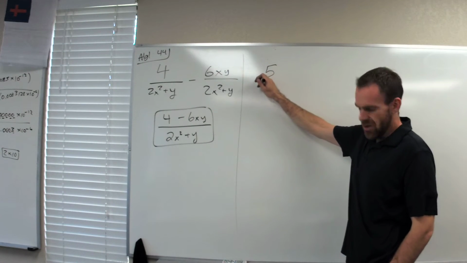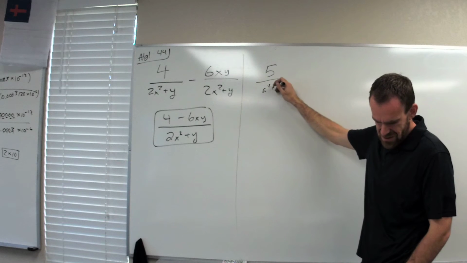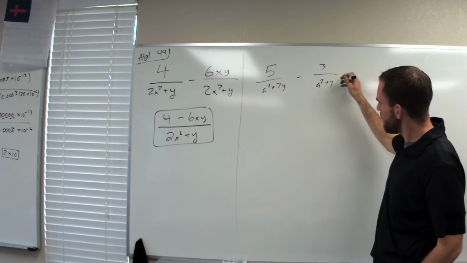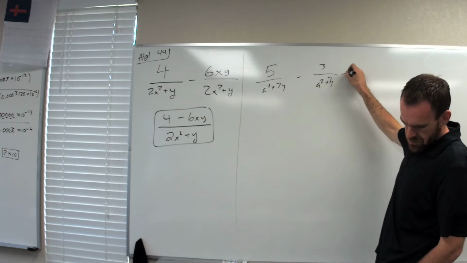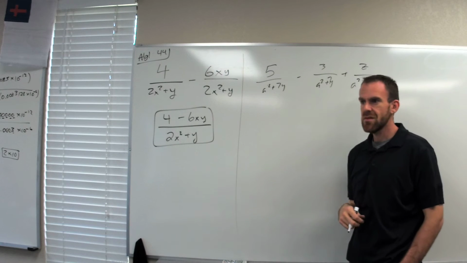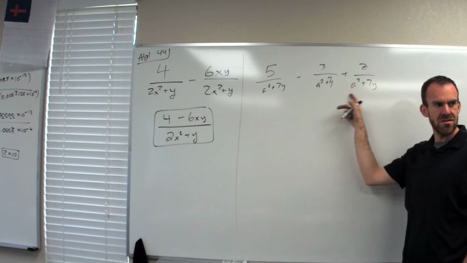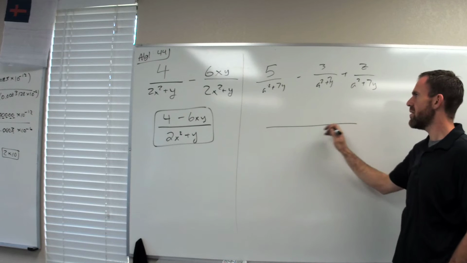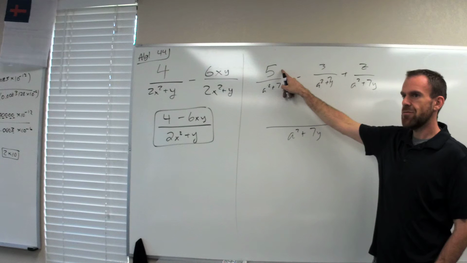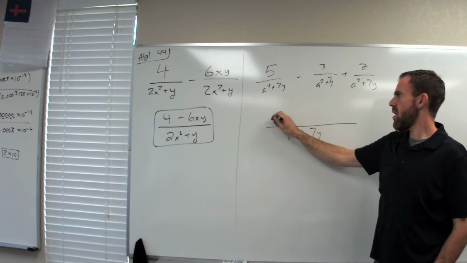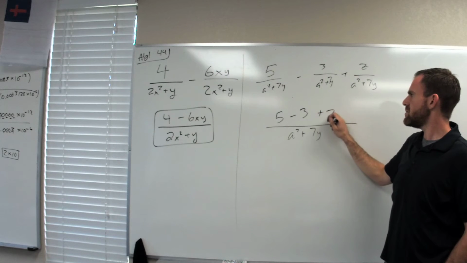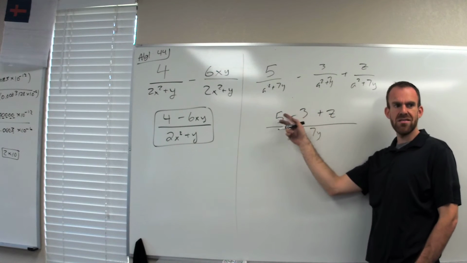We have 5 over a squared plus 7y minus 3 over a squared plus 7y plus z over a squared plus 7y. They all have the same denominator, so we're going to put them on one fraction bar. And what am I left with? 5 minus 3 plus z. Okay, which of these are like terms?